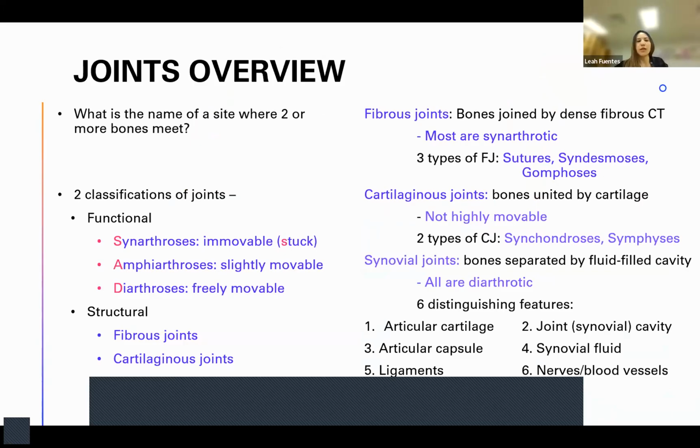So going through chapter 8, it's not too difficult. It's a lot of memorization. So chapter 8 is joints and articulations. So joints, what is the name of a site where 2 or more bones meet? Anybody know? That's going to be an articulation. So when you hear a specific bone articulates with another bone, that's what we're talking about.